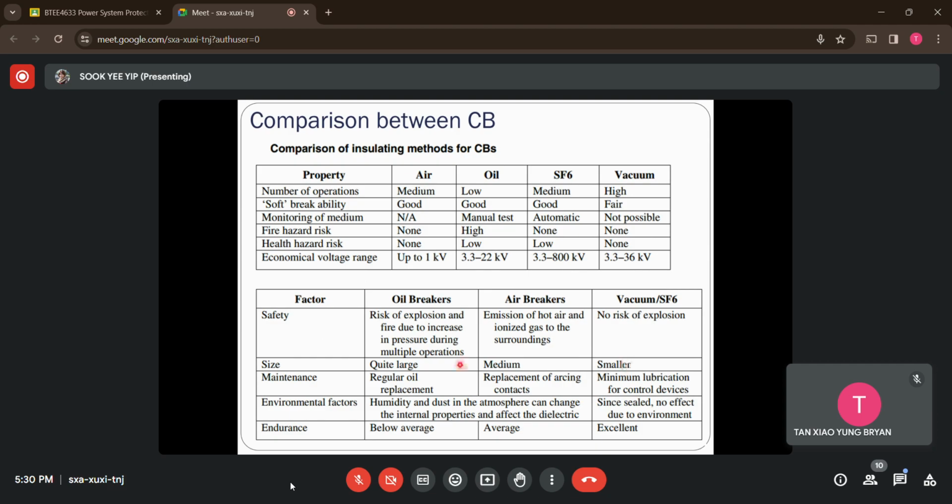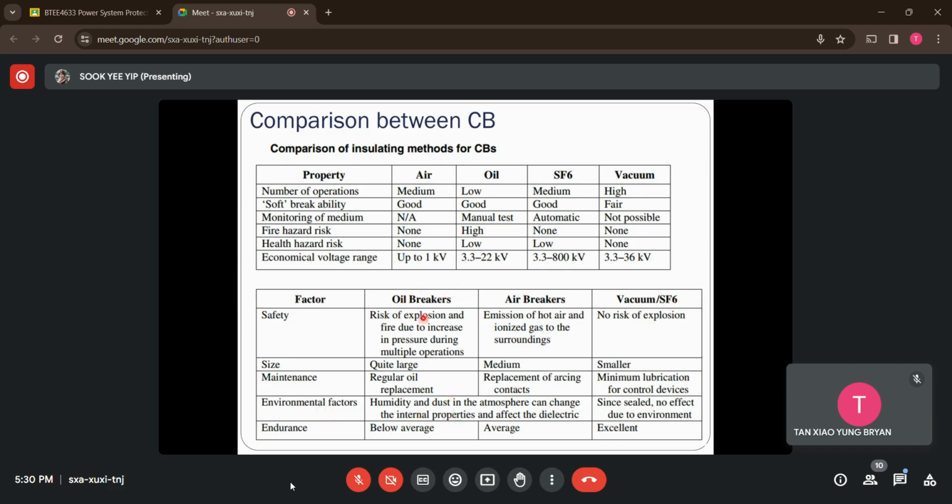And in terms of maintenance, we know oil needs to be replaced regularly. And for the air breakers here, seeing as the arcing process is very long, the contacts where the arcing occurs might need to be replaced much more frequently. But for vacuum and SF6 gas here, what you need to do is just minor lubrication for the control device. Okay. In terms of environmental factors, whether it will affect the operations of these different breakers here.